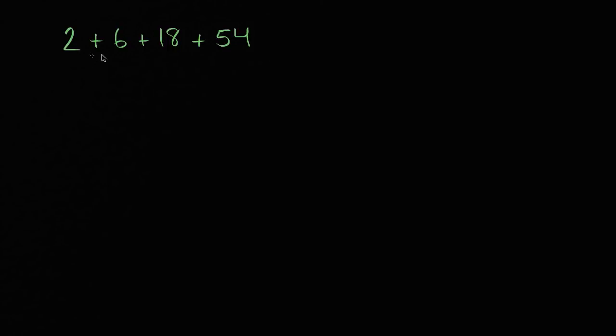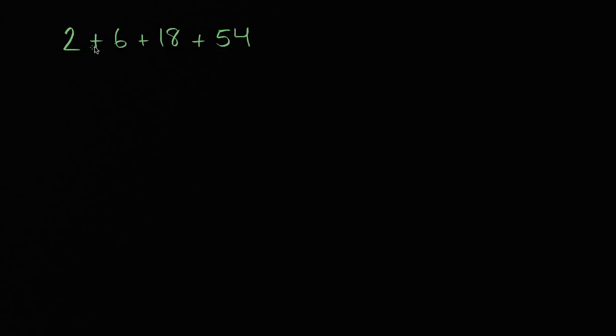So we have a sum here of 2 plus 6 plus 18 plus 54. And we could obviously just evaluate it, add up these numbers. But what I want to do is use it as practice for rewriting a series like this using sigma notation. So let's just think about what's happening here. Let's see if we can see any pattern from one term to the next.